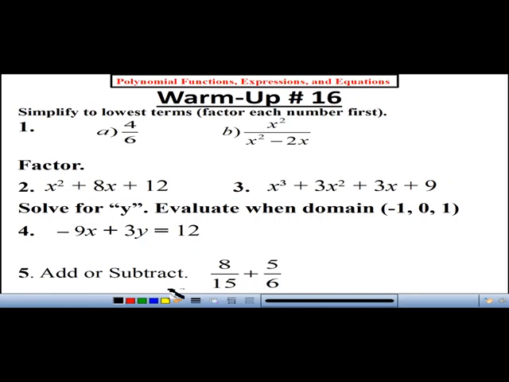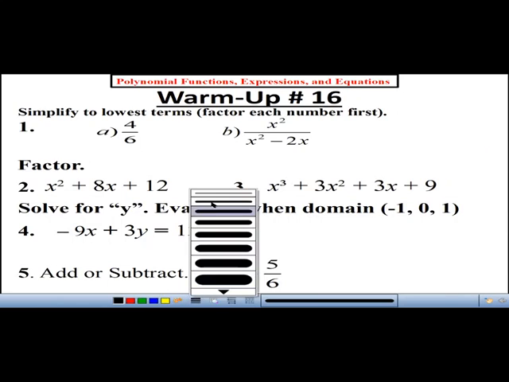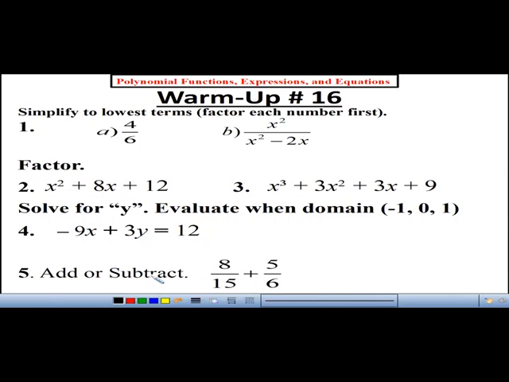For numbers 2 and 3, it says factor. That's a review of what we did last week. For number 2 is x squared plus 8x plus 12. For number 3, it's x cubed plus 3x squared plus 3x plus 9.